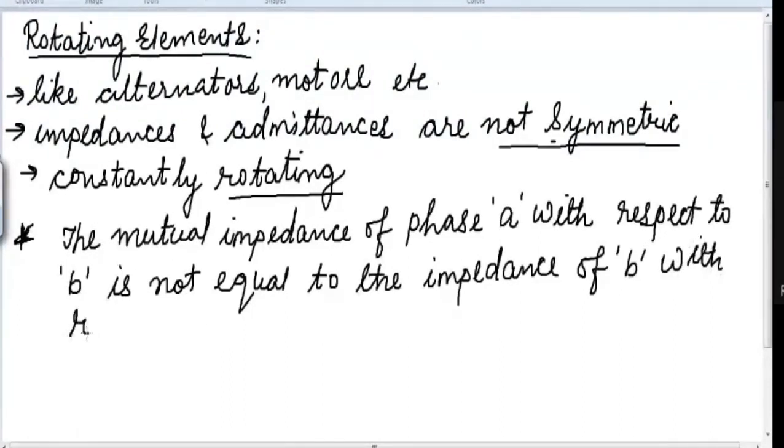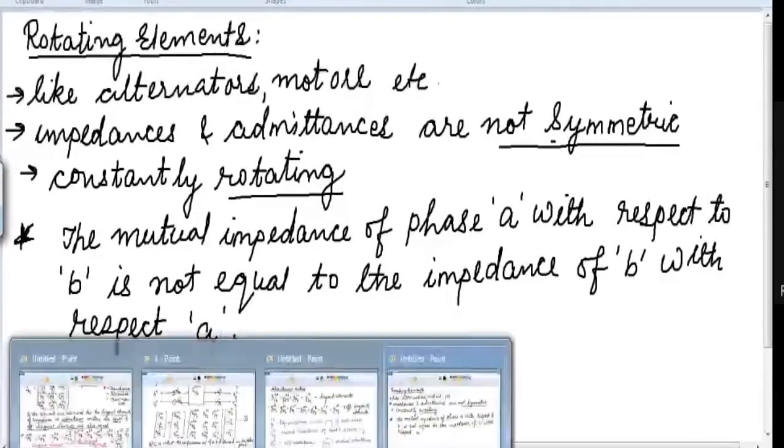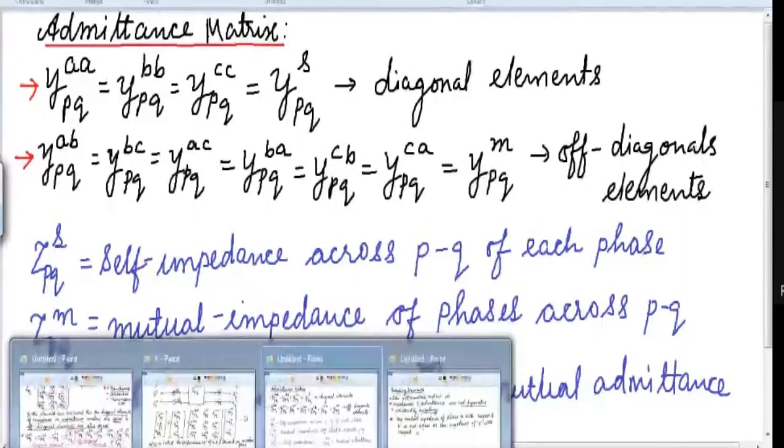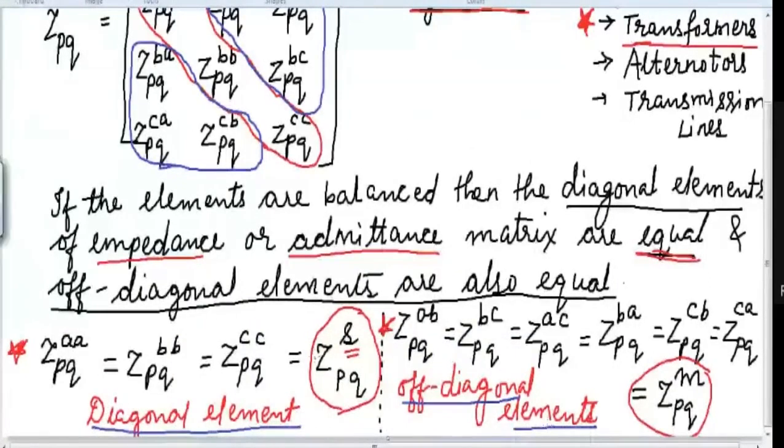Is that clear, everyone? So like in the previous element, that is the stationary element, what we have written is ZPQAB is equal to ZPQBA. I will just show it once again so that you all understand it. So you can see here, this is admittance form. I will go back to the impedance form. So here you can see that ZPQAB is equal to ZPQBA, right? So ZPQAB means the mutual impedance of phase A with respect to B, and ZPQBA means the mutual impedance of B with respect to A.